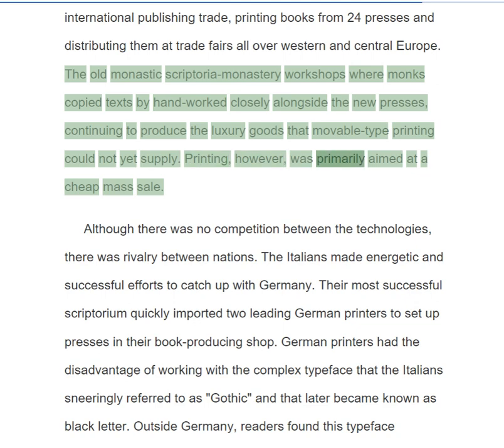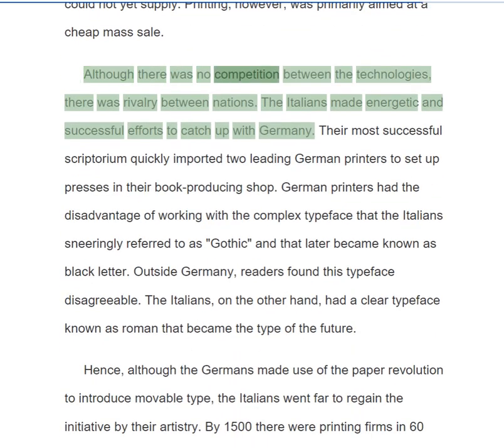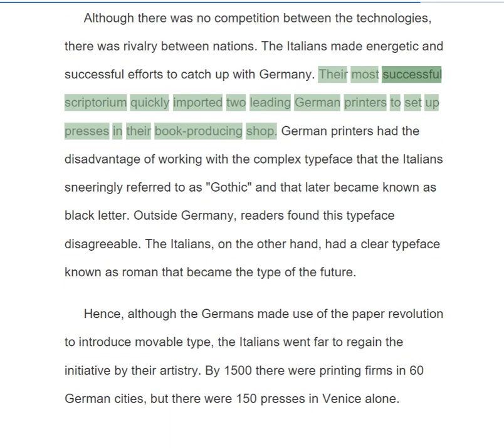Printing, however, was primarily aimed at a cheap mass sale. Although there was no competition between the technologies, there was rivalry between nations. The Italians made energetic and successful efforts to catch up with Germany. Their most successful scriptorium quickly imported two leading German printers to set up presses in their book-producing shop.